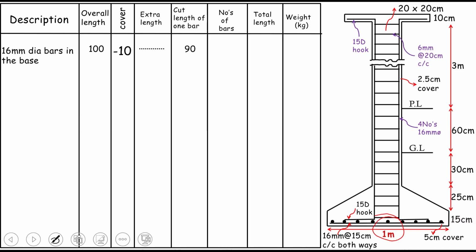We will take the total length and we will actually subtract the concrete cover from one side and another side. The total length that is 100 centimeters and concrete cover is 5 centimeters.